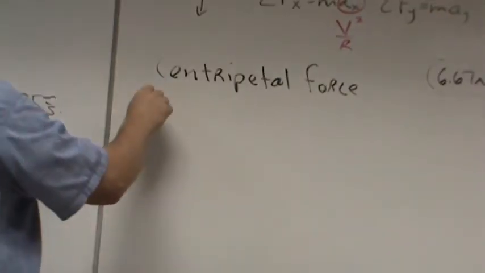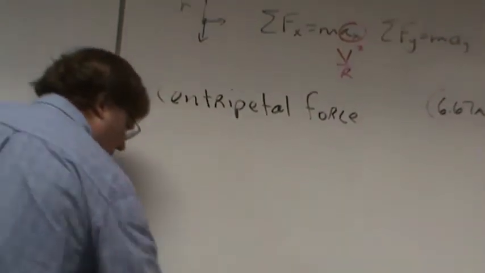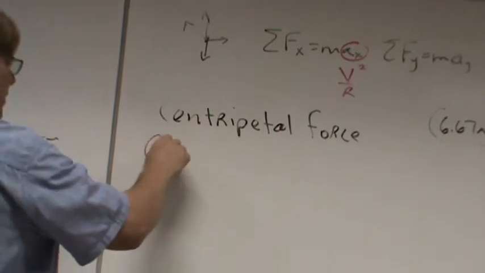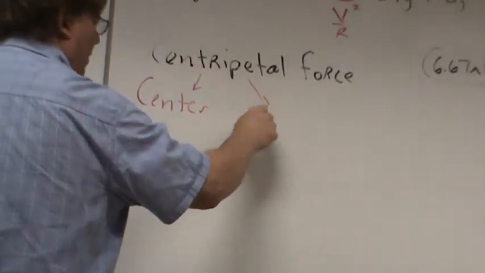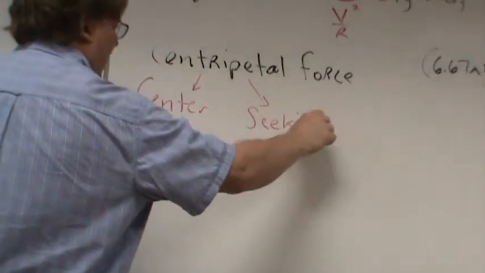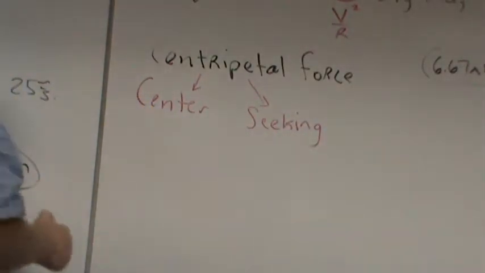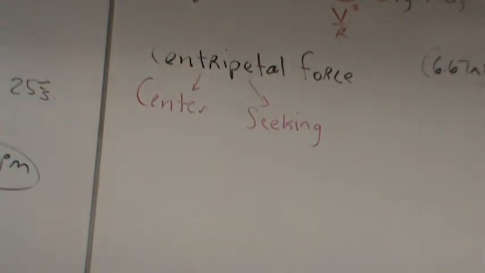we call it centripetal because it is a center, centri, and then petal means seeking, and I'm just taking someone's word for that. I didn't know that. But a center-seeking force is a centripetal force. It is a centripetal force that's making this guy go around in a circle.